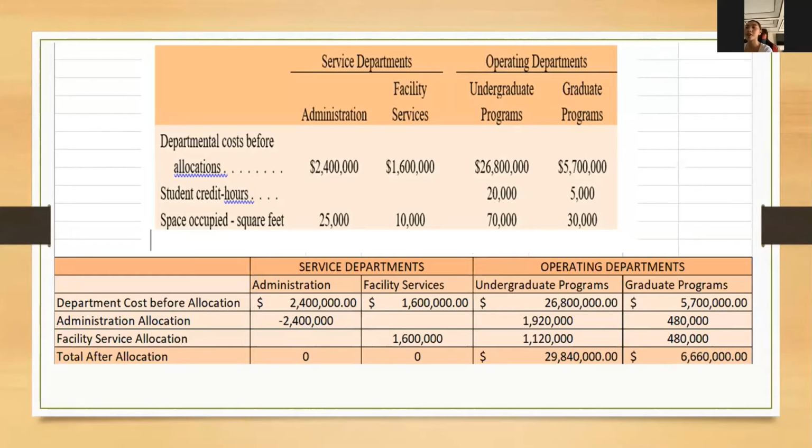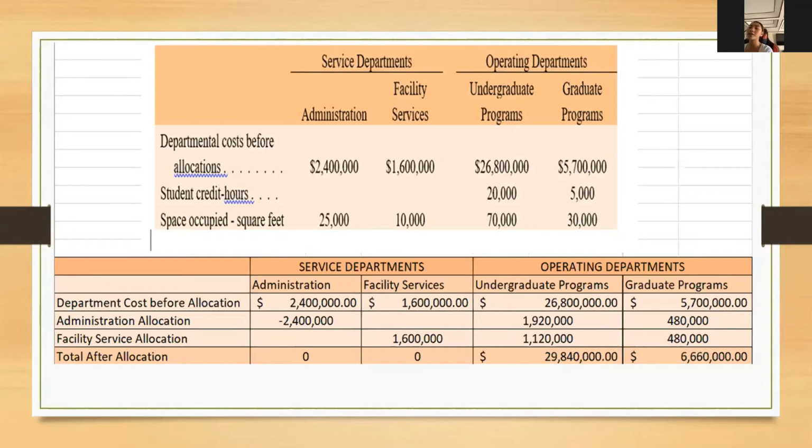times natin sa undergraduate program ng total student credit hours which is 20,000 divide sa 25,000 ng total allocation base ng student credit hours which is $1,920,000. So, ganun din yung gagawin natin sa susunod. Administration, which is the $2,400,000 times natin sa 5,000 ng graduate programs ng student credit hours, divide sa total ng student credit hours operating departments, which equals to 480,000.